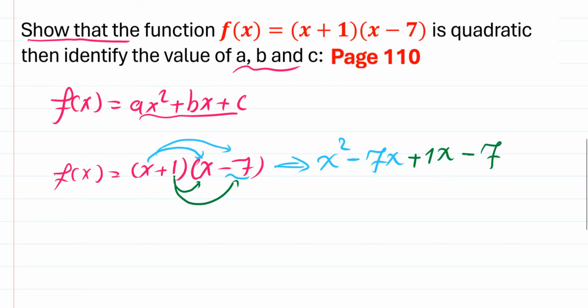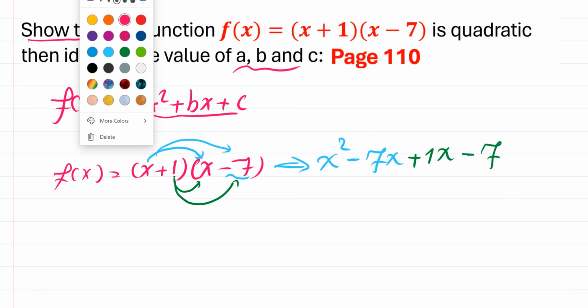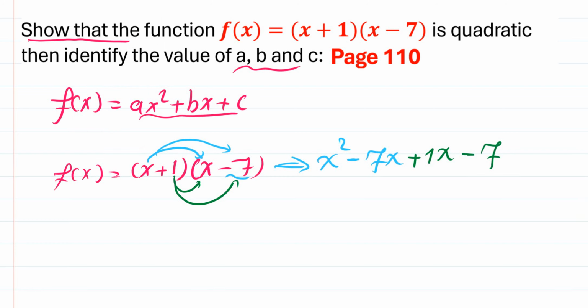Now let's simplify, students. In order to simplify, we need to combine like terms. Then f of x equals x squared. There are no like terms to simplify with x squared, so it stays the same. But negative 7x and positive 1x both have x to the power 1, so they are like terms. Negative 7 plus positive 1, we subtract and use the sign of the larger number. Subtracting 7 minus 1 gives 6, but with a negative sign, because 7 is greater and is negative. Then the other one is negative 7.